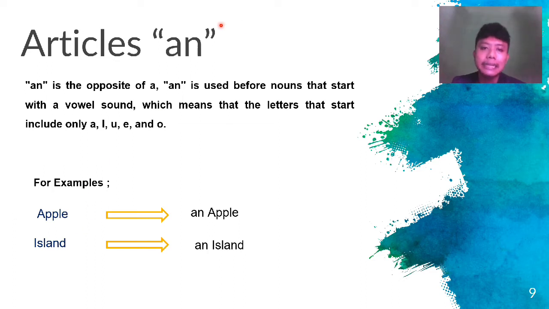Okay, the first example is apple. We can add the article an to apple to be an apple, because apple starts with the letter A, and the letter A is included in the vowel sounds A, I, U, E, O. And then the second example is island. We can add the article an to island to be an island, because it starts with the letter I, where the letter I is included in the vowel sounds A, I, U, E, and O.